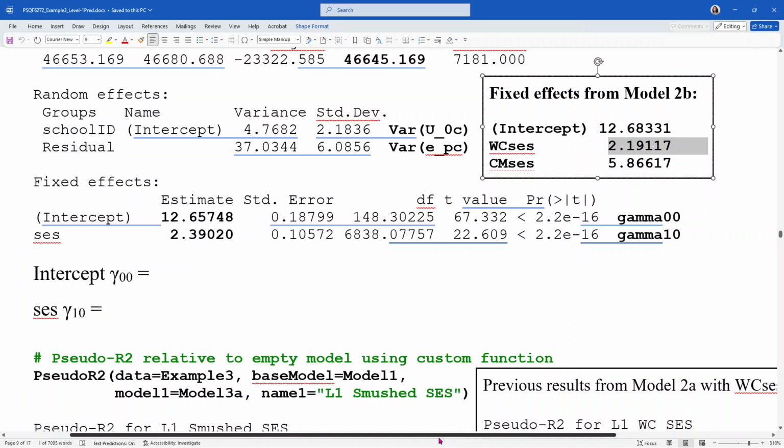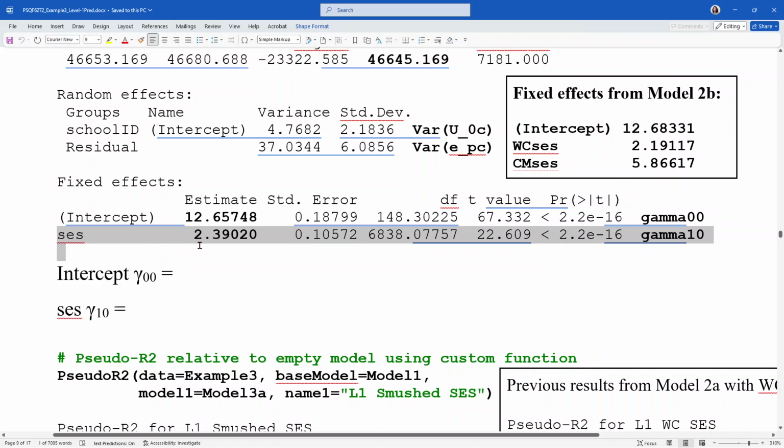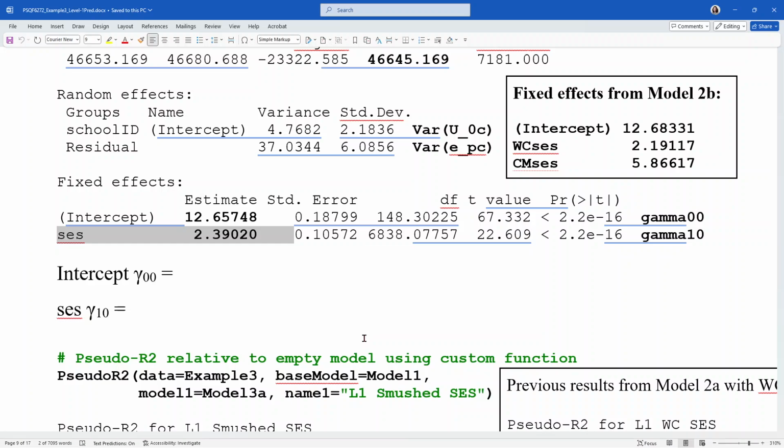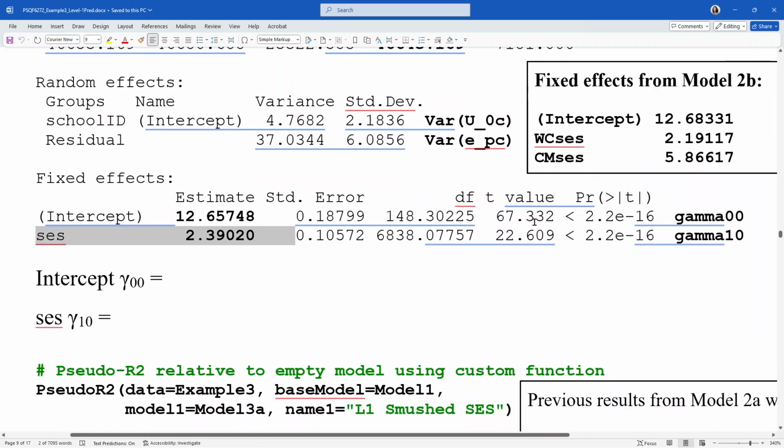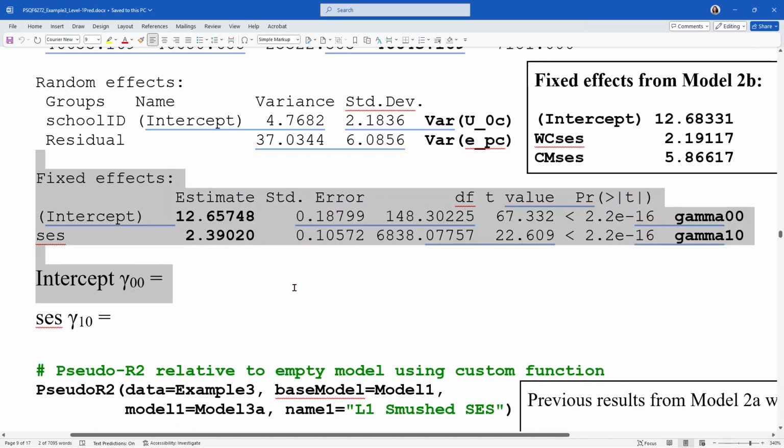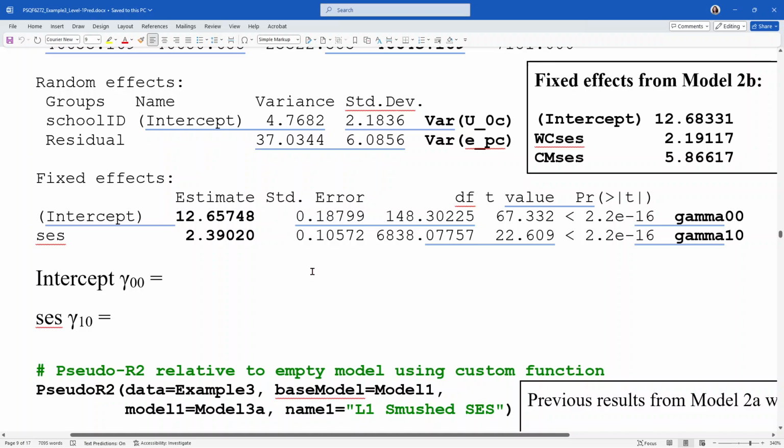According to this smushed model, what does it say the between slope is going to be? 0.2? Not 0.2. Let me make it bigger. What does this model that we're looking at right here with the smush slope say the between school effect of SES is supposed to be? 0. Well, not 0.